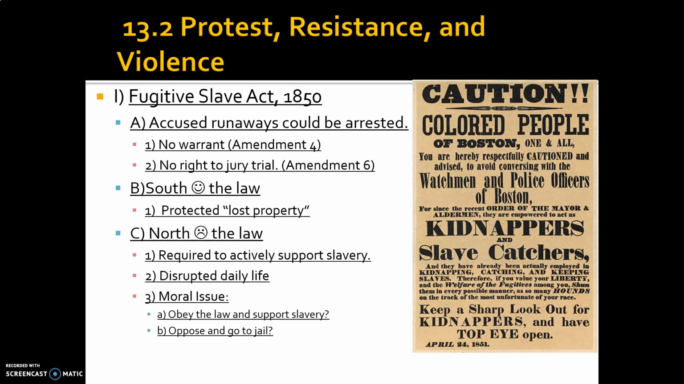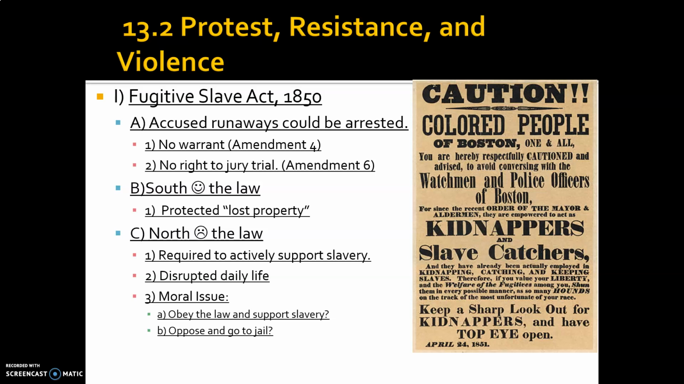You could be chilling in your house, having some coffee with your family, and if you were accused of being a runaway slave, they could come in, grab you, and take you. And this was a major issue. This was against the Fourth Amendment because there was no warrant. They were searching and seizing people, and there was no right to a jury trial, Amendment 6. And this was a major, major issue.